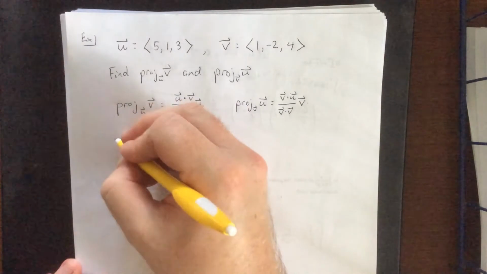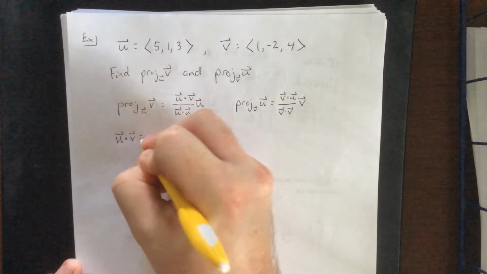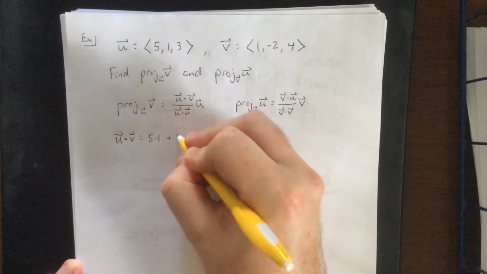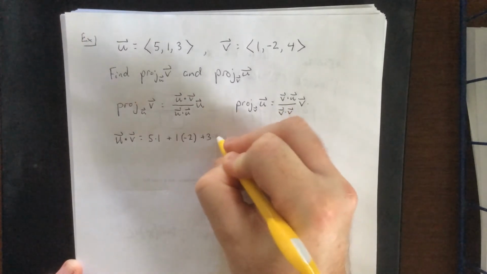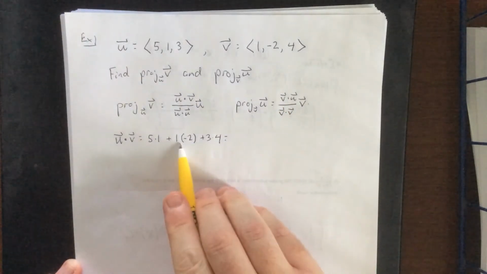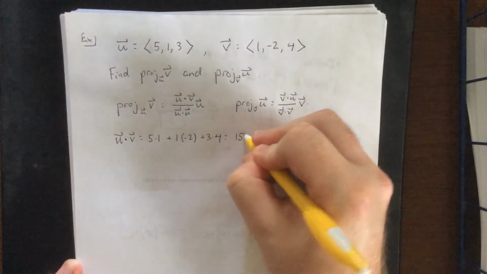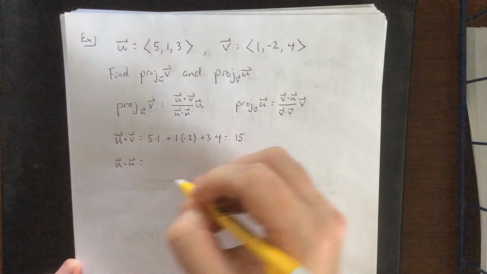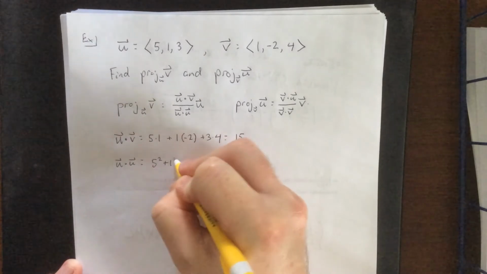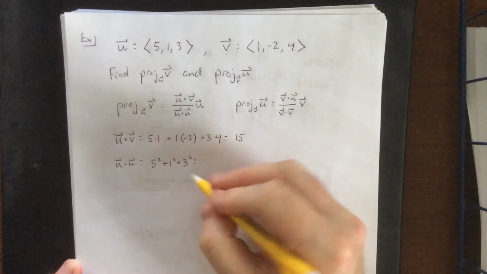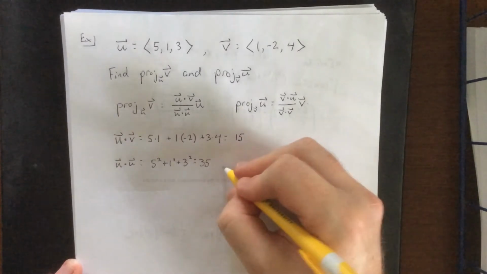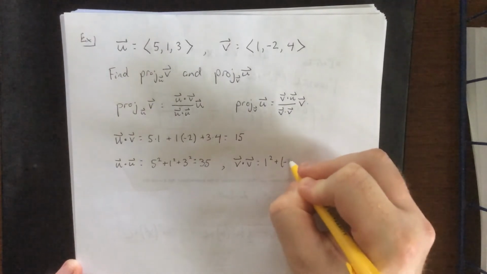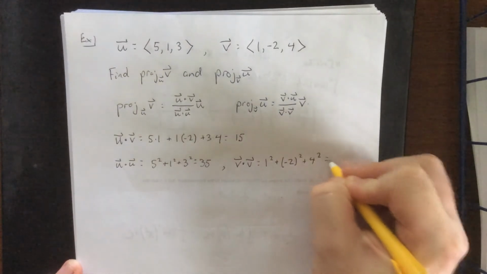So we're going to need some dot products. First off, the dot product of u and v is going to be equal to, we multiply the corresponding components together, 5 times 1, plus 1 times negative 2, plus 3 times 4. That is 5 minus 2, that's 3, plus 12 is 15. Additionally, we'll need a couple of norms squared, or dotting these vectors with themselves. So that'll be 5 squared plus 1 squared plus 3 squared, which is 35. And we'll need v dotted with v as well. So that'll be 1 squared plus negative 2 squared plus 4 squared, which is 21.